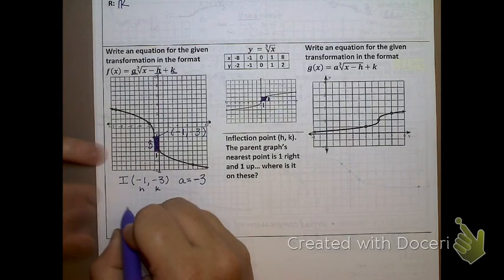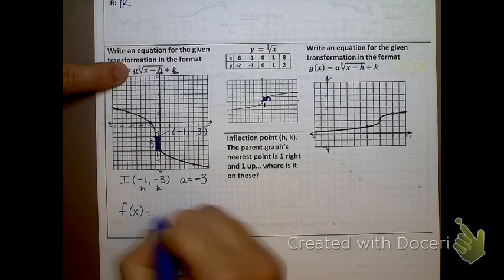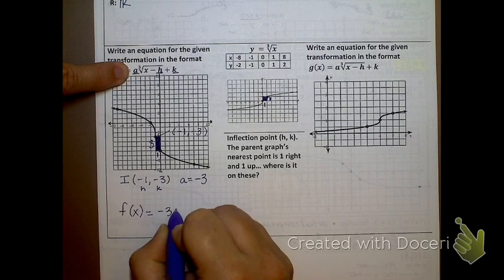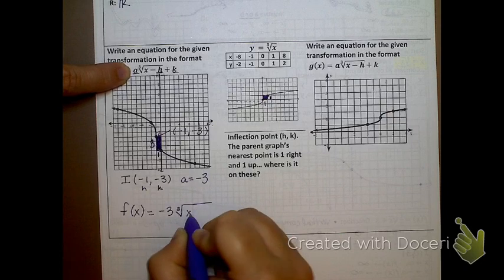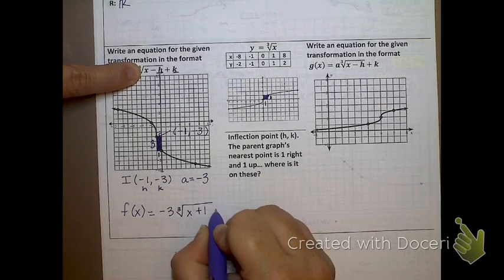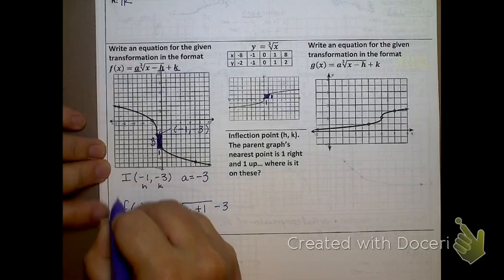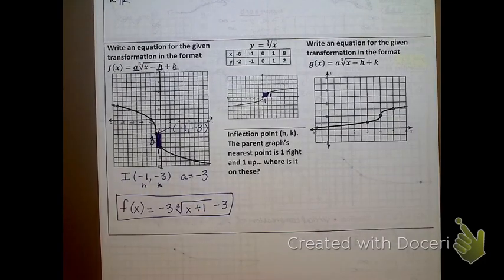So now I just put it all in the equation. f of x equals negative 3 cube root of x, let's see, h is negative 1, so it's going to look like a plus 1. And then my k value has to be outside of the radical. And that's my equation. Not too bad?